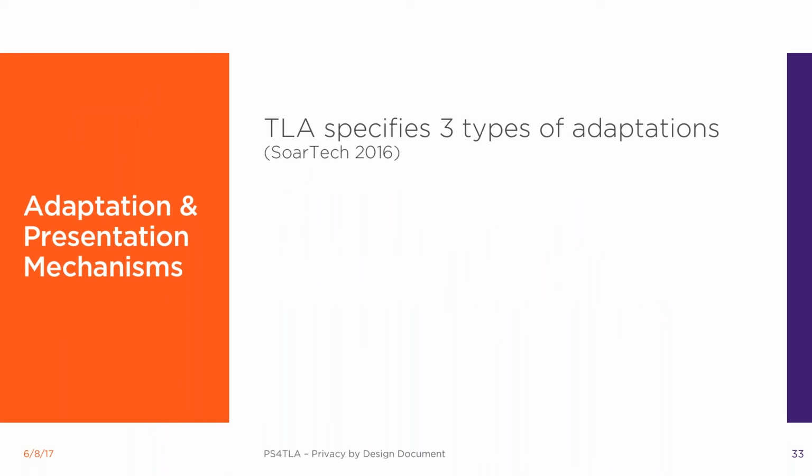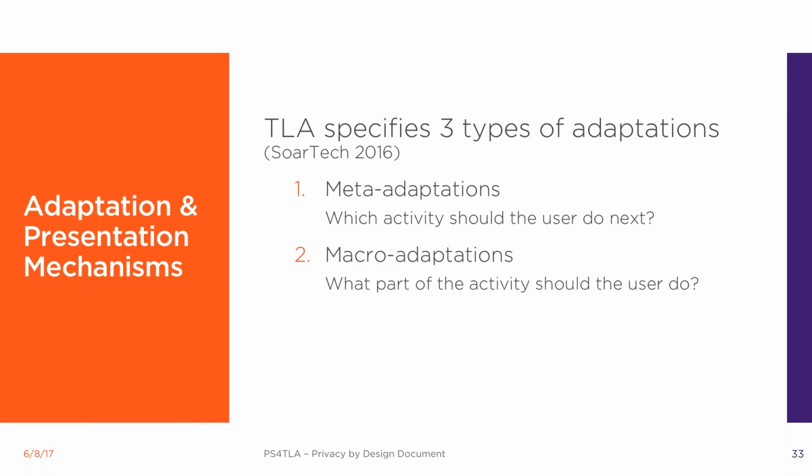So the TLA specification talks about 3 types of adaptations. We have meta-adaptations, macro-adaptations, and micro-adaptations. So meta-adaptations are personalized recommendations on what learning activity the user should engage in next. So for instance, you should train your French. That's the activity you should do next.